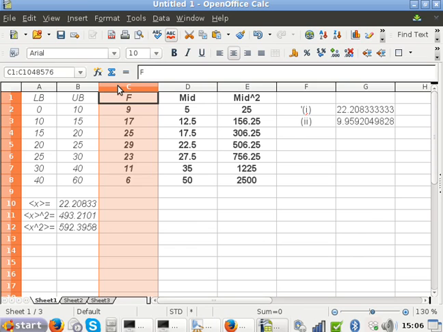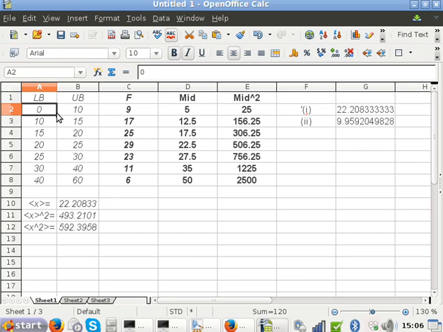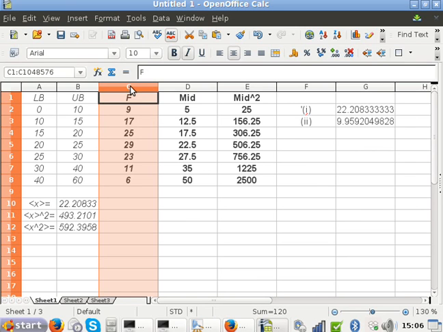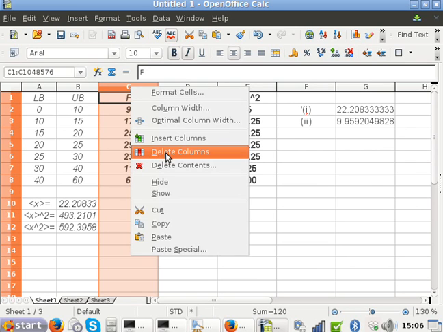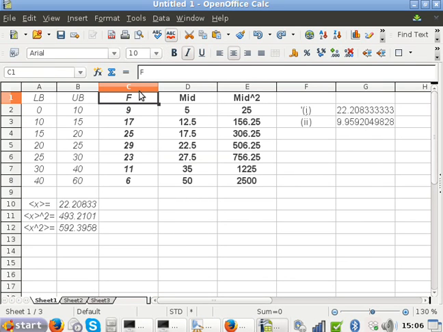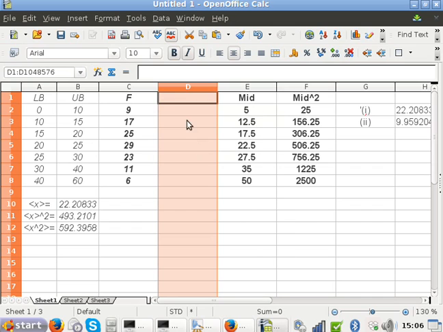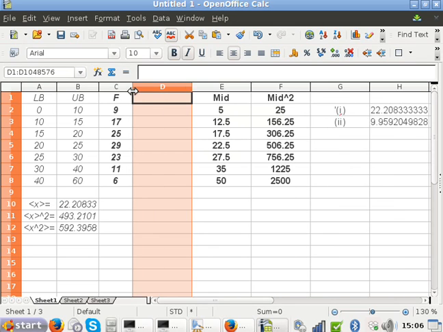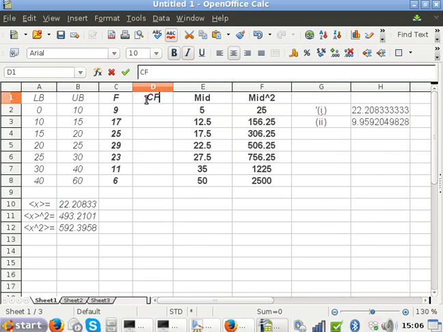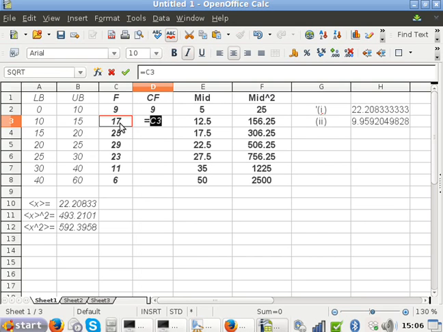Right. Now we need the cumulative frequency. So what do I need to add into my table here? I have upper and lower. What else do I need? No, that's histogram. The CF. I need to add in the CF. So, what's my first CF here? 9. And then my next one? 17 plus 9. And then my next one is 9 plus 17 plus 25. Which is 61, and so on.